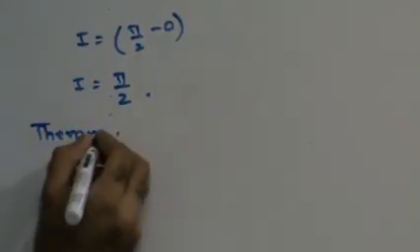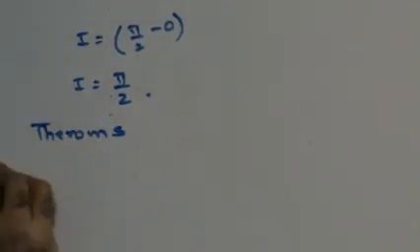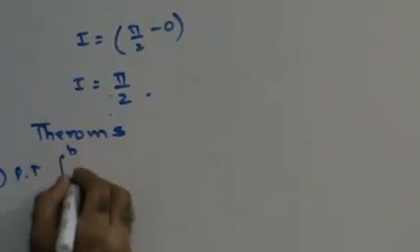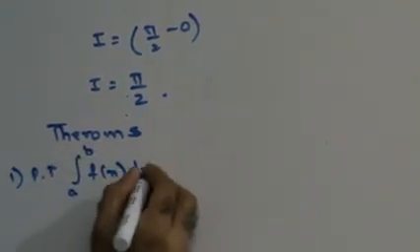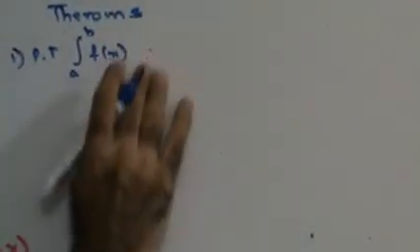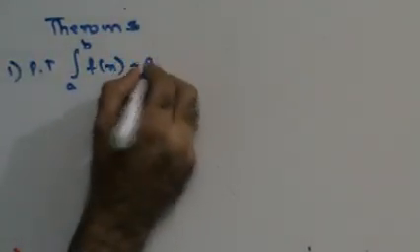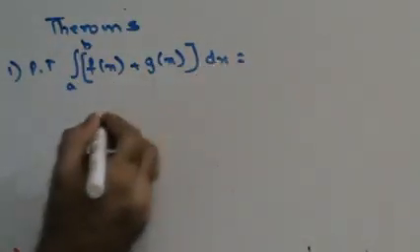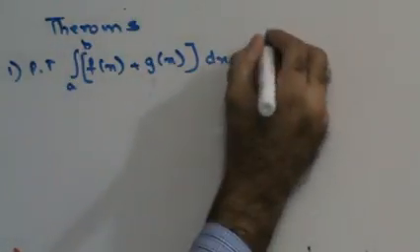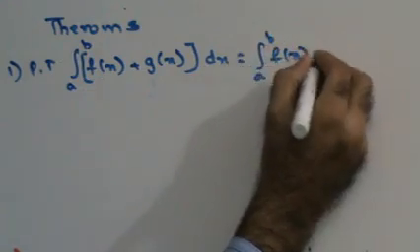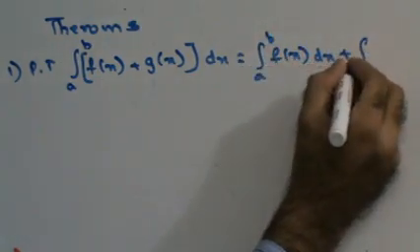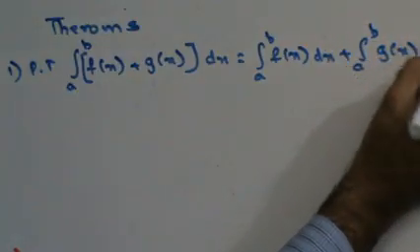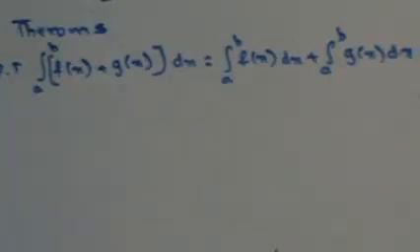Let's start with the theorems. First one, prove that the integral from a to b of f of x plus g of x dx is equal to the integral from a to b of f of x dx plus the integral from a to b of g of x dx. Now let's see the sum.